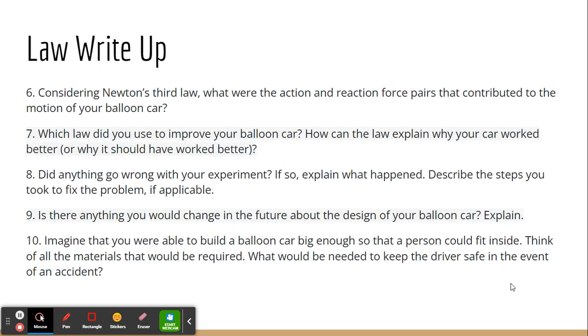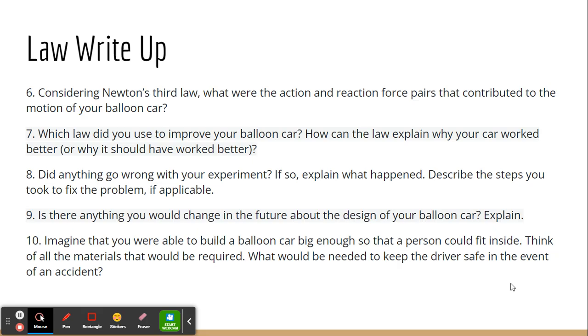That's 1 through 5. Then we have 6 through 10. So 6, considering Newton's third law, what were the action and reaction force pairs that contributed to the motion of your balloon? Okay, how did the balloon get propelled forward? And what force was acting against that forward motion?